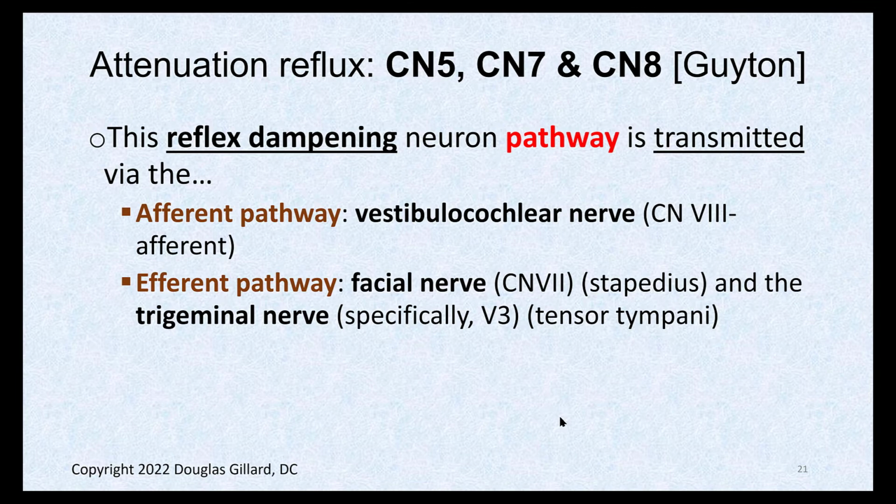There's one more as well. What am I missing? Facial nerve. No, we got that. There it is, trigeminal right there. I was going to say, I thought there was 3. So the efferent pathway is double facial nerve and trigeminal nerve.